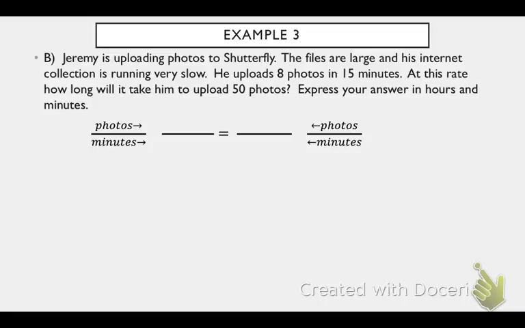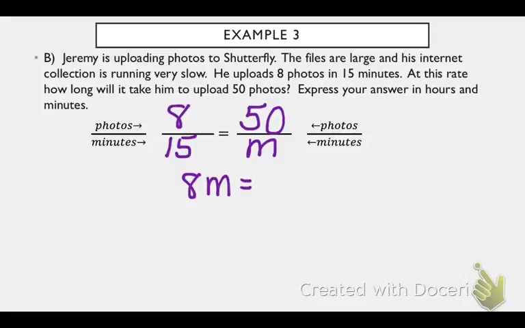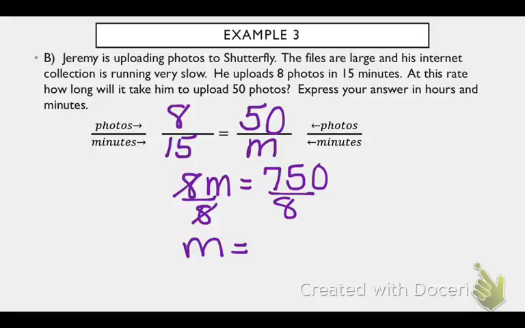8 is to 15 as 50 needs to go on the top this time because it's photos. And how many minutes? I'm going to call that m. So I find my cross product equation, which would be 8m equals 15 times 50, which is 750. And to solve it, I divide each side by 8. So m would equal 93.75, and the label on this would be minutes because it was in the minutes spot.